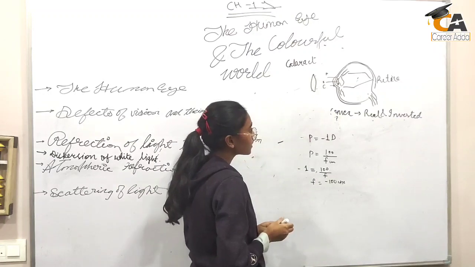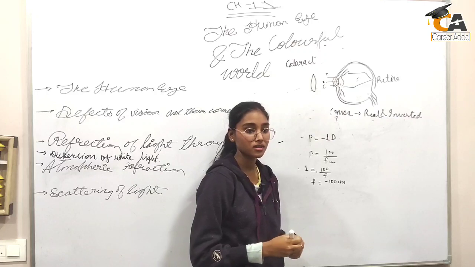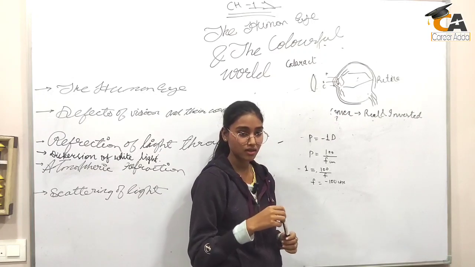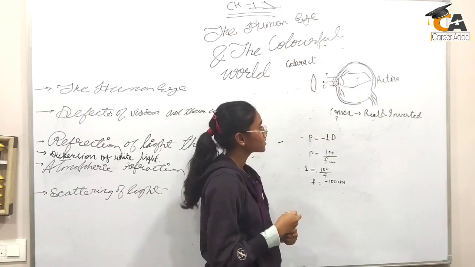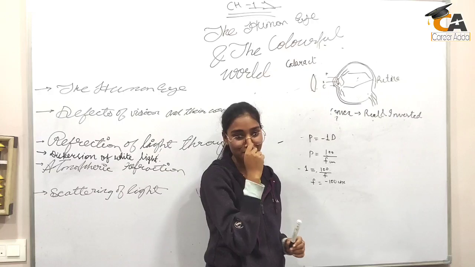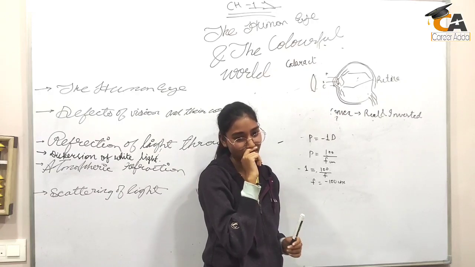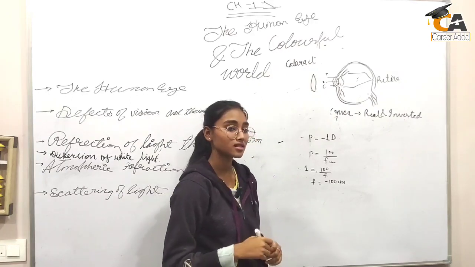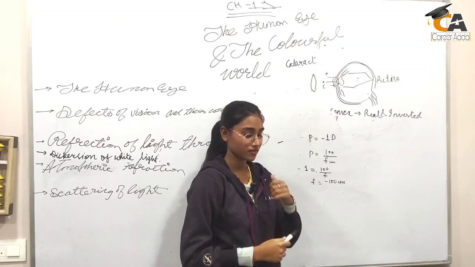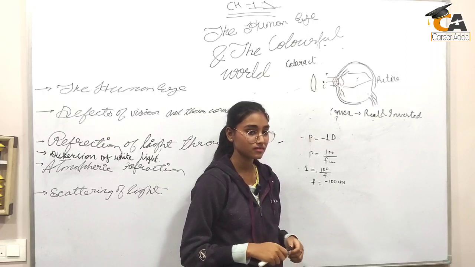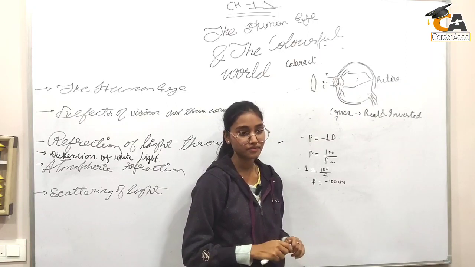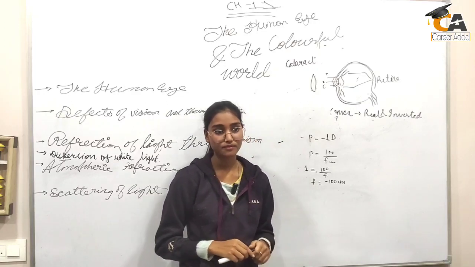Sir, he is suffering from hypermetropia. What is the lens used? Sir, convex lens. Wrong. He is suffering from myopia. If the power is negative, then without any calculation you can say myopia. If the power is positive, then you can say hypermetropia. Okay. Yes, sir. How does the image form on the retina?